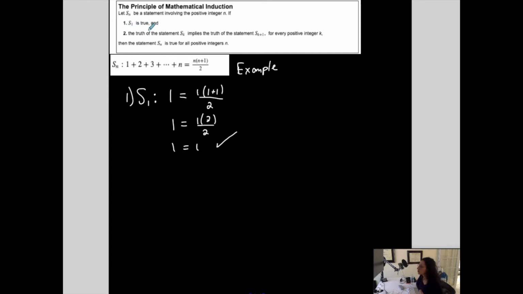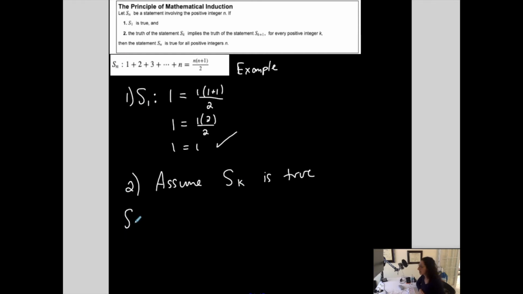Now, the truth of the statement Sk implies the truth of the statement Sk plus 1. The second step, okay, I'm going to add kind of a third step to this. So the second step is to assume that the kth term is true, or I should say Sk. Assume Sk is true. The sum of the first k terms is a true statement when n is equal to k here. So what I'm saying is I'm plugging in k for n.